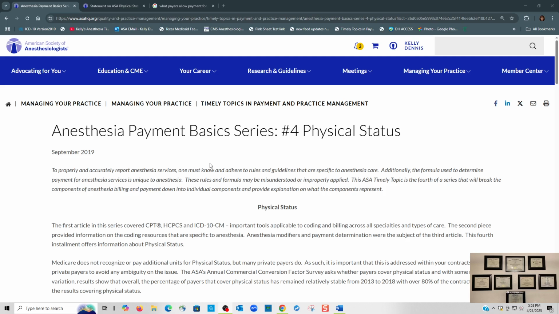So first I want to talk about the resources. Then I want to talk about her specific question, which was, what do you do if there's a discrepancy? So first let's just talk about the physical status modifiers. The ASA does have an older resource called Payment Basic Series for physical status. As usual, I will link these onto the YouTube so you can find them easily.